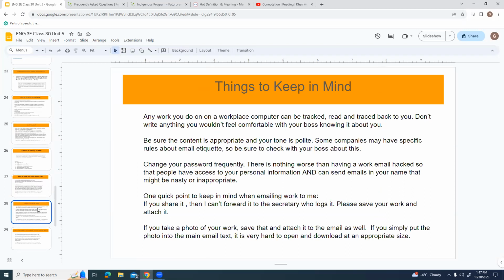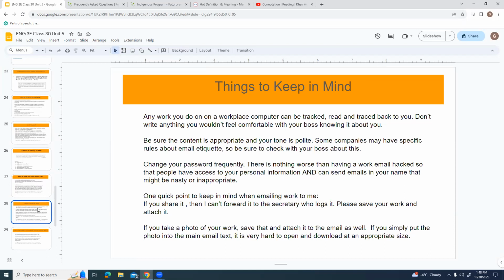Things to keep in mind. Any work you do on a workplace computer can be tracked, read, and traced back to you. Don't write anything that you wouldn't feel comfortable with your boss knowing about you. Be sure the content is appropriate and your tone is polite. Some companies may have specific rules about email etiquette or specific formats. Be sure to check with your boss about this before you send anything.